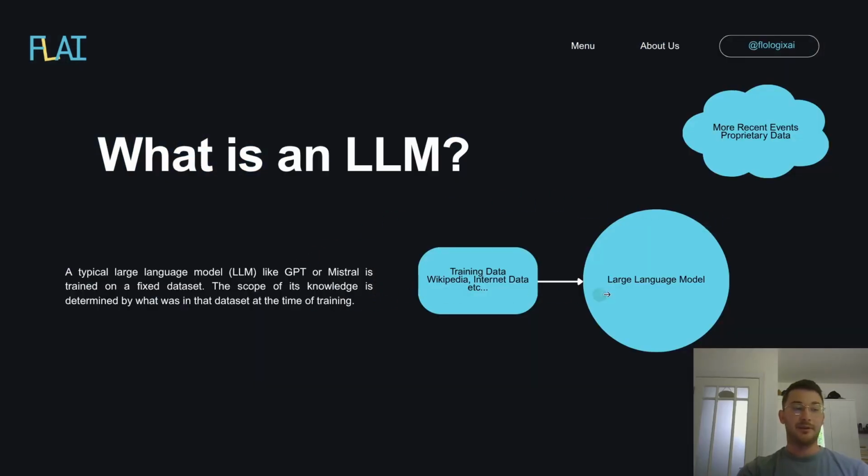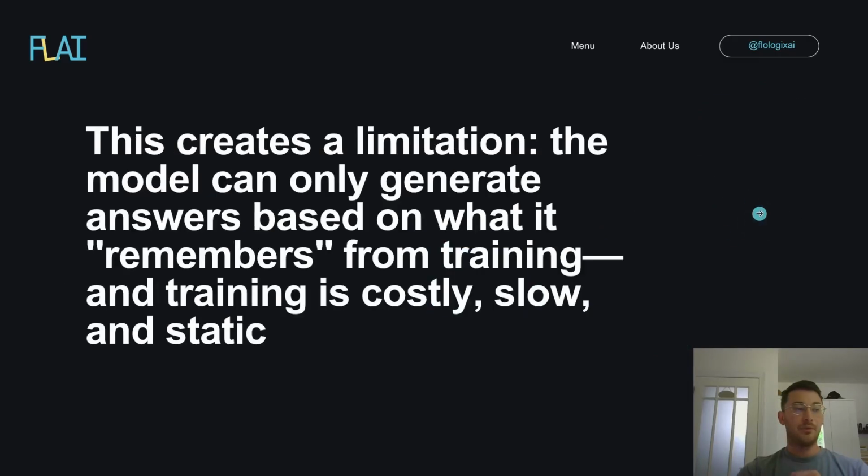So this is a little illustration. Training data, as you can see, is Wikipedia or internet data, anything else that was used to train the model. But the more recent events or proprietary data or day-to-day information would not be part of this model's scope. So moving on, this creates a limitation.